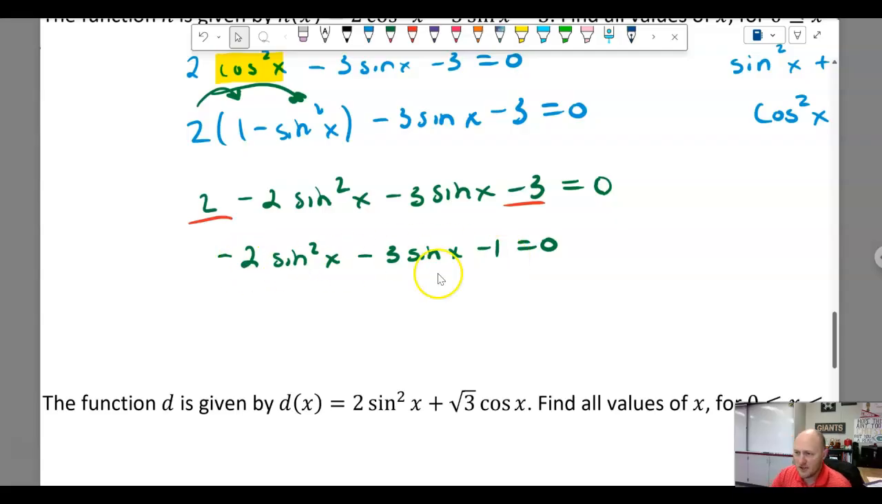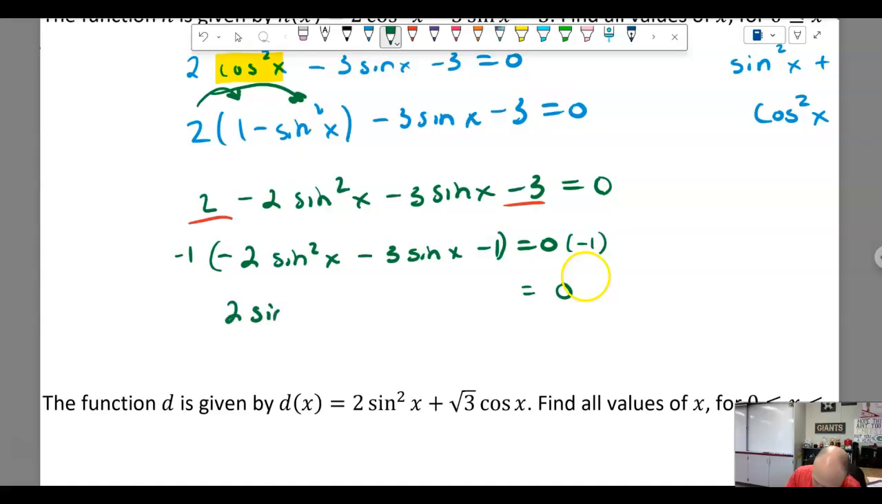Now I want to factor this. I don't like the negative in the front, so I'm going to change the signs of everything. I'm going to multiply this side by negative 1, and I'll multiply this side by negative 1. And you know what happens on the right-hand side? Nothing. And that's what's kind of great. The other way of looking at this is I could change everything over to this side, but I really want my leading term, that 2 sine squared x, to be positive. Plus 3 sine x plus 1 equals 0.